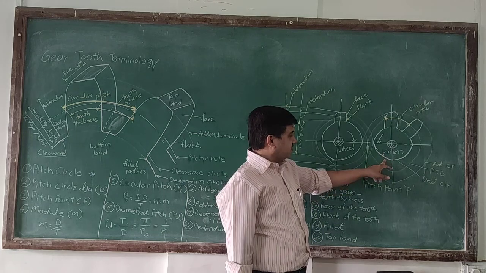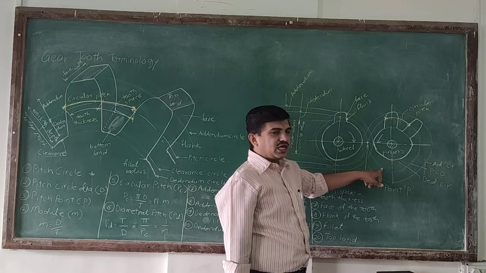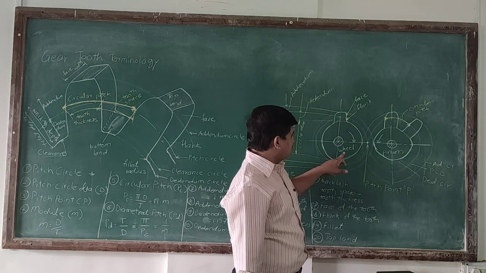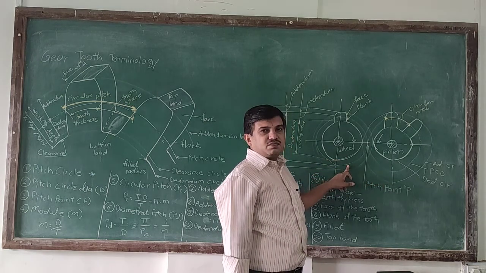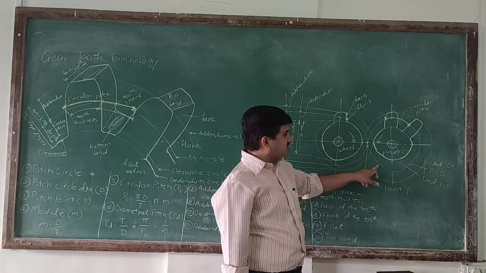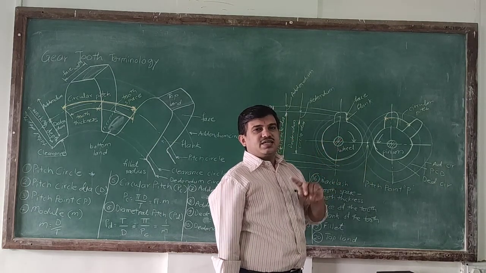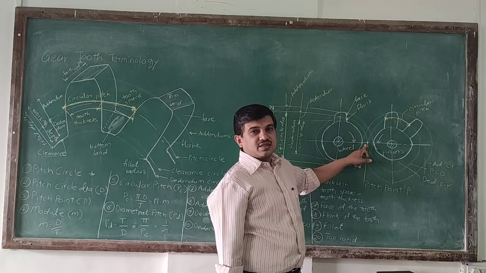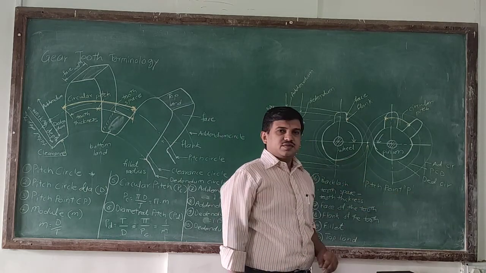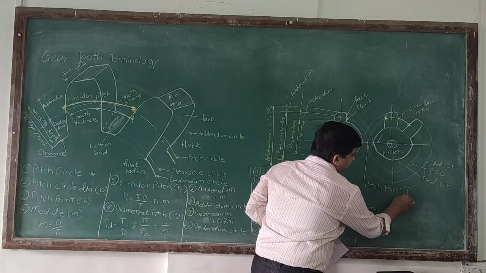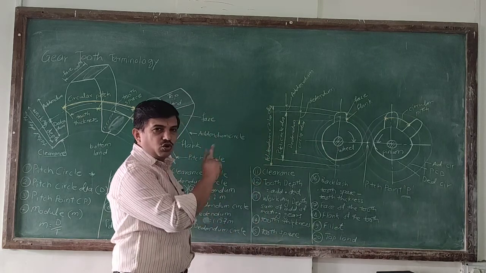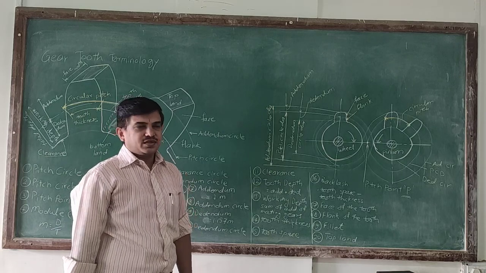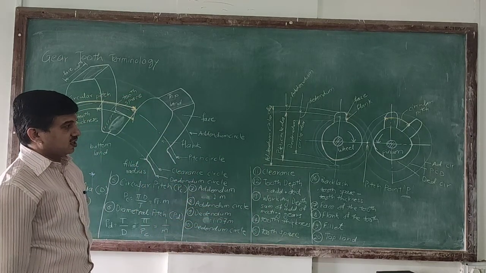So if the pinion has this particular pitch circle, then the wheel will have this particular pitch circle. Both these pitch circles will intersect each other at one particular point or junction. That is nothing but the pitch point. So this is the pitch point, where both the gears' pitch circles get intersected. Are you getting me? So that is nothing but the pitch point.